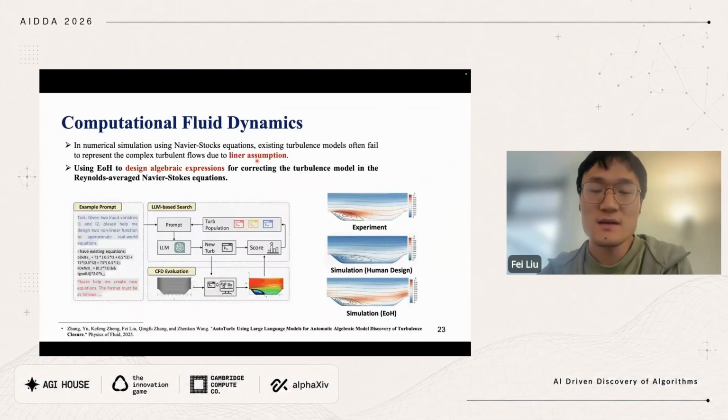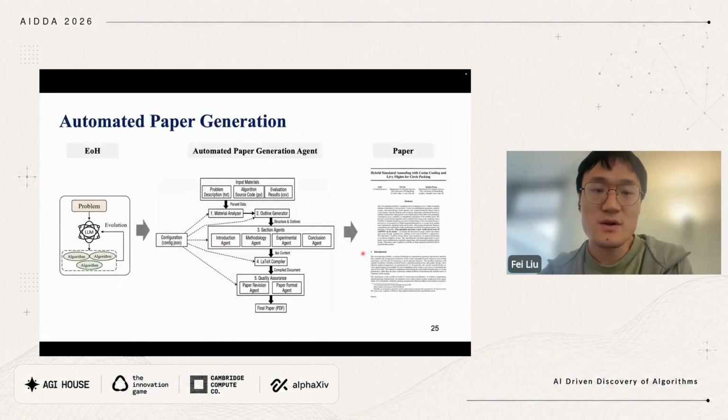And also science discovery. We have used it to discover the function in computational fluid dynamics. And you can see here, this is the human designed simulation function, and this is the automated design one. Yeah, it looks better. And also automatic research, automated paper generation.